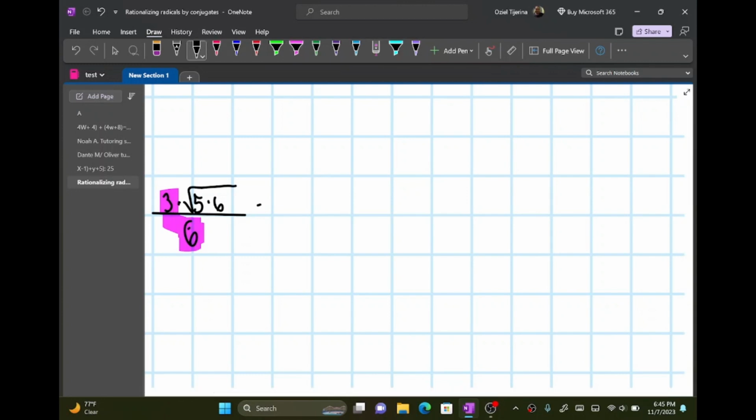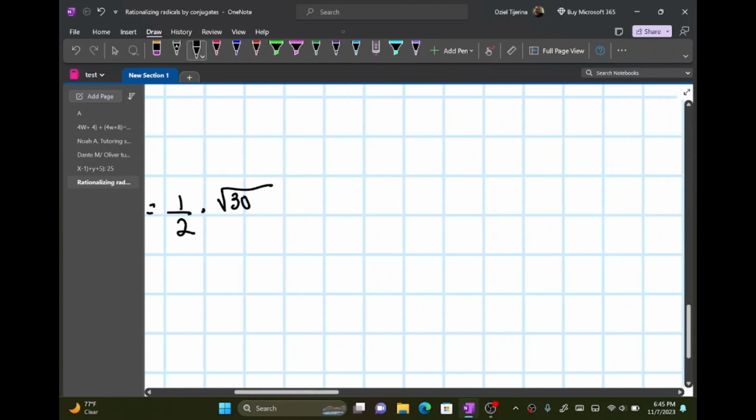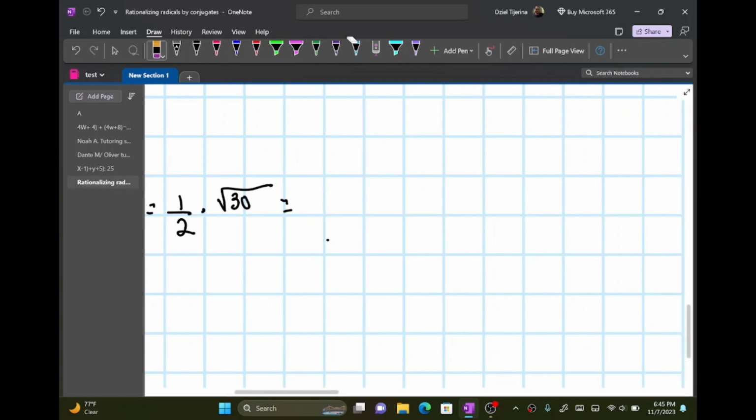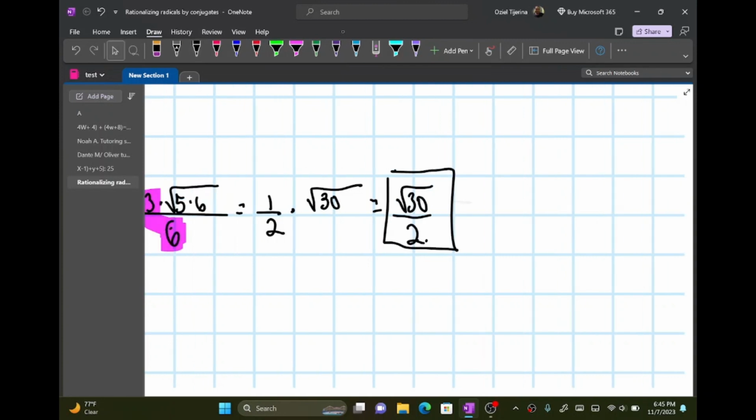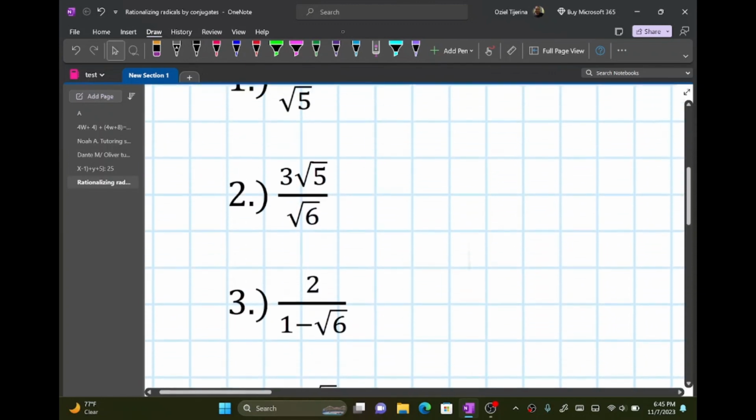Okay, and so we know that the 3 over 6 will reduce. Actually, I'm sorry, that's just going to be equal to 1/2, times the square root of 30, really. And here, we're going to go ahead and just simplify this a little more, so just multiply it, and we end up getting the square root of 30 over 2. So that is our answer for this one. Okay, guys?